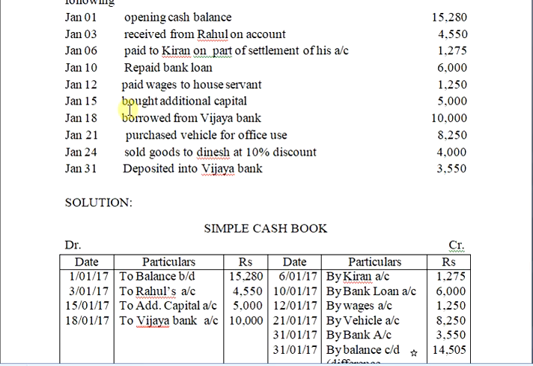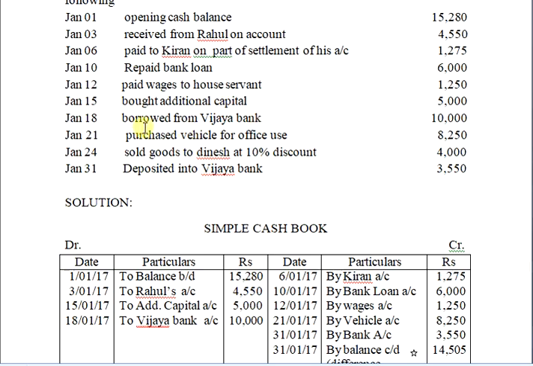On Jan 15th, brought additional capital, rupees 5,000. When the person is bringing additional capital, our cash balance increases. Increases means it should be taken under which side? Debit side. On 15/1/2017, to additional capital account. How much is considered?